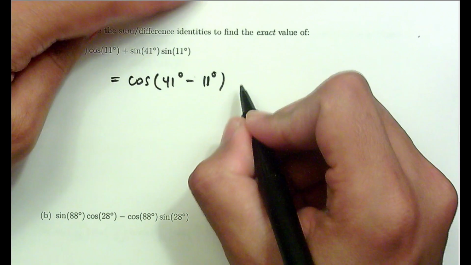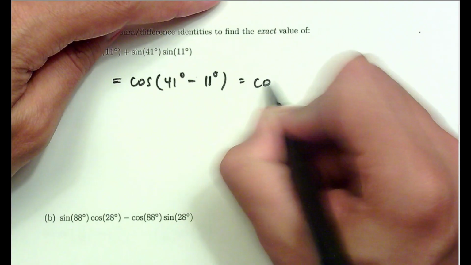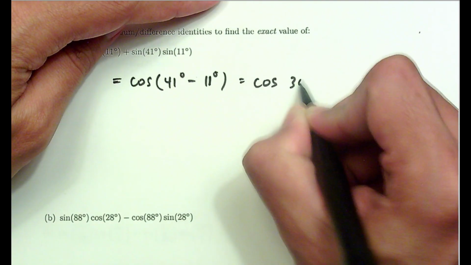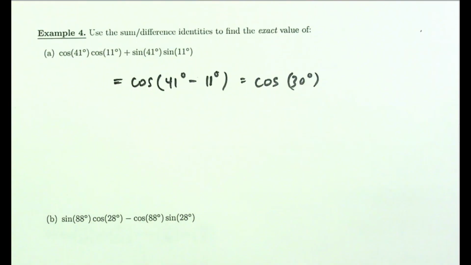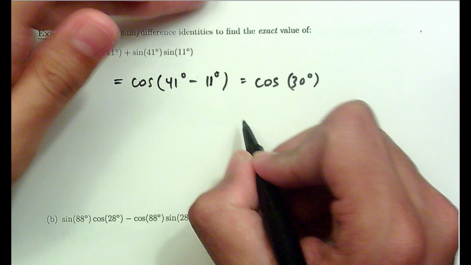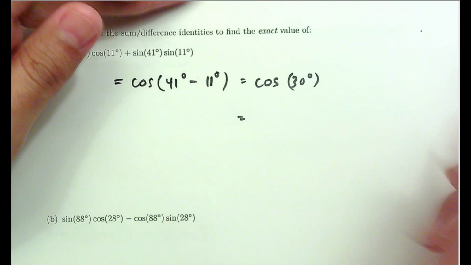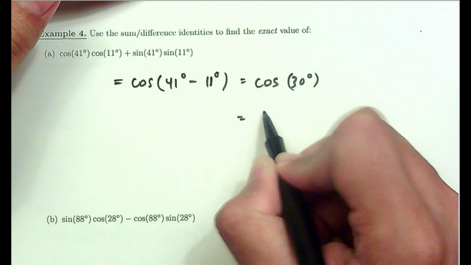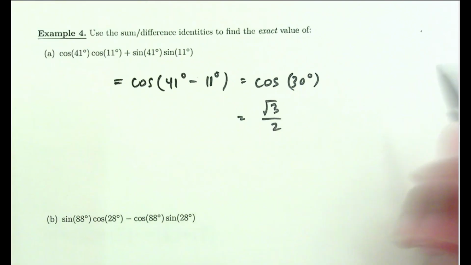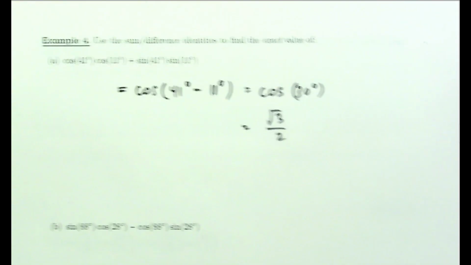Okay, and then let's simplify this. What is this? This is cosine of 30 degrees. 41 minus 11 is 30. And then we know what that is. That's a special angle. This is square root of 3 over 2. There you go. So that's the end.